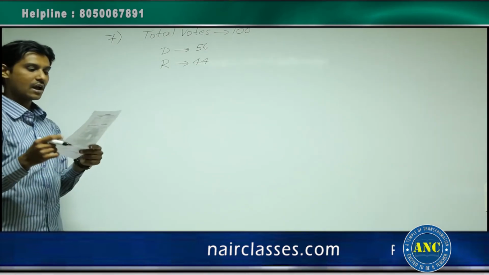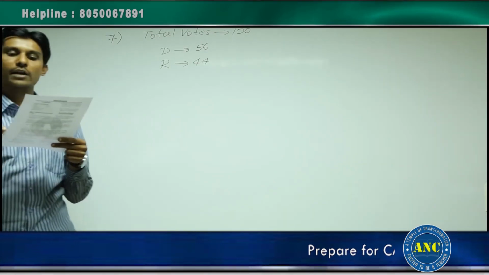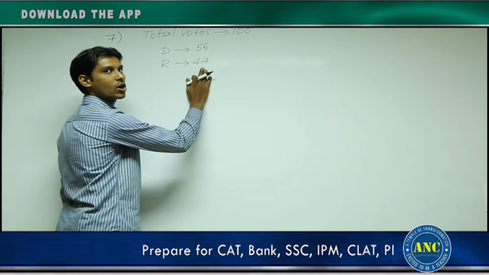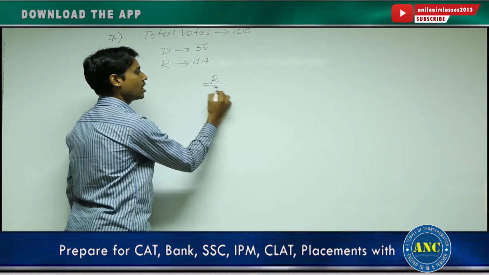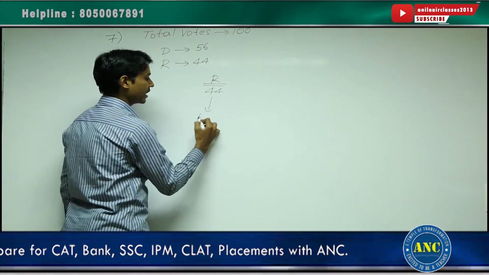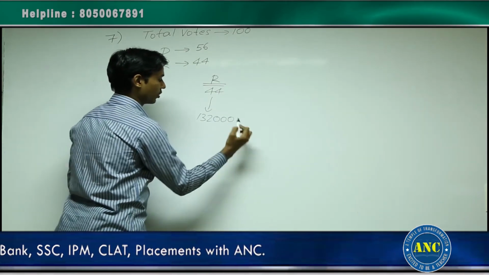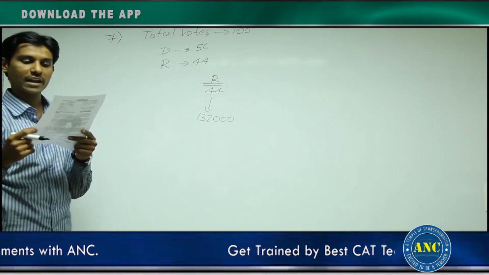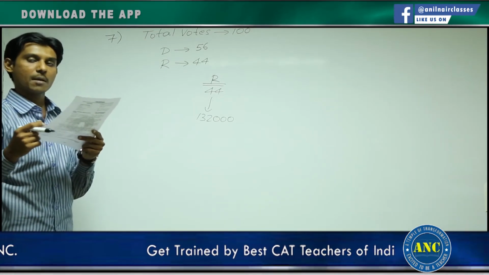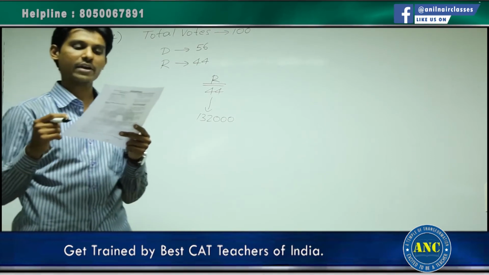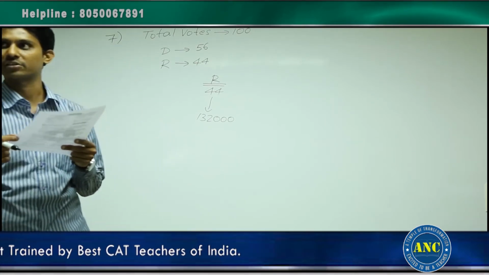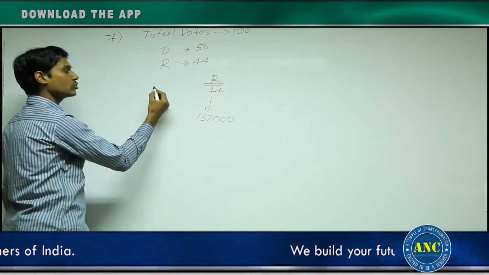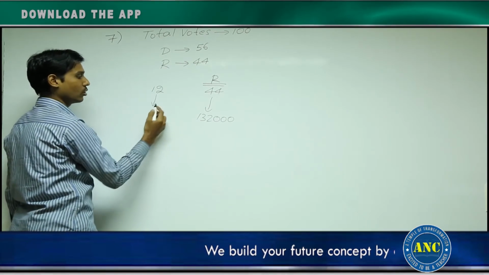Now if you observe here, next statement, party R got 1,32,000 votes. According to me, party R is getting how many votes? 44 votes. But according to the question, R is getting 1,32,000 votes. And there are no invalid votes. What is the question? By how many votes did it lose the election? By 12 votes. According to me, it lost the election by 12 votes.